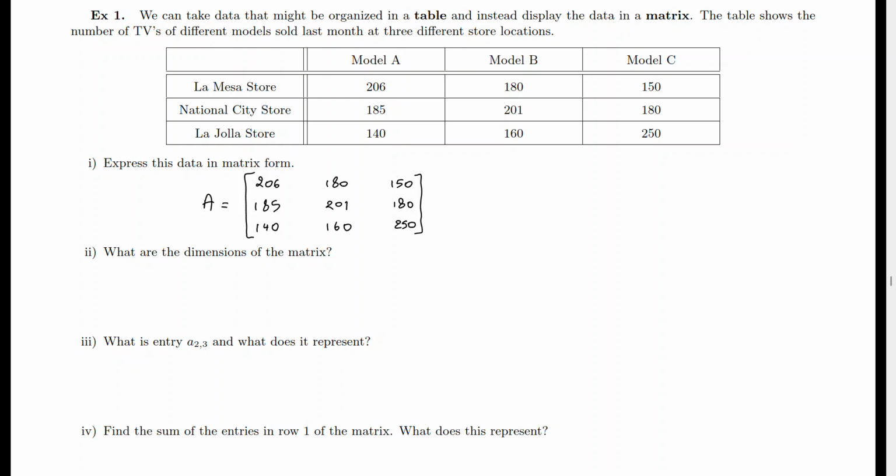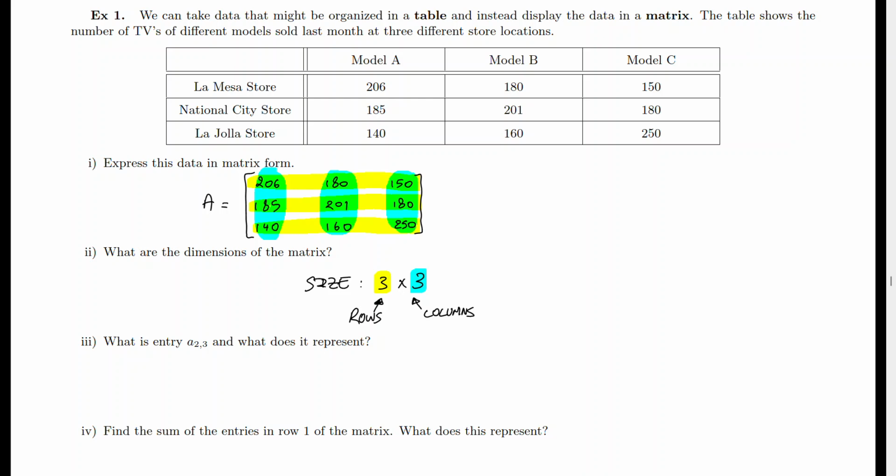To find the dimensions or the order or the size, all I have to do is count how many rows there are. In this case, there's 1, 2, and 3 rows. So there are 3 rows. And how many columns do I have? I have 1, 2, and 3 columns as well. So this is an example of a square matrix because the size contains identical numbers. The number of rows and the number of columns is the same.